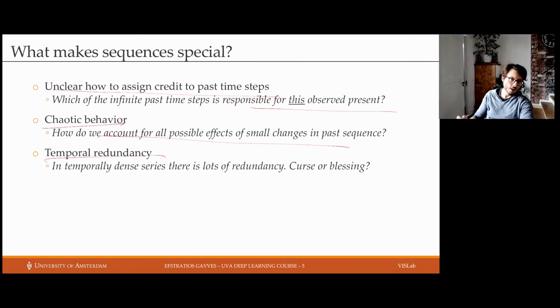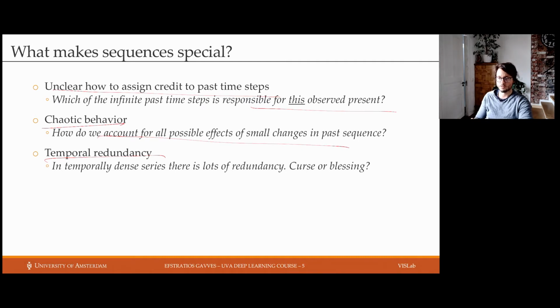What is more, we have great temporal redundancy, especially with videos, speech, and music, types of data that are very similar from one time step to the other. One could see this redundancy as a problem, because we have to store all this very similar information, or as a property that we can exploit to have better or more efficient models.